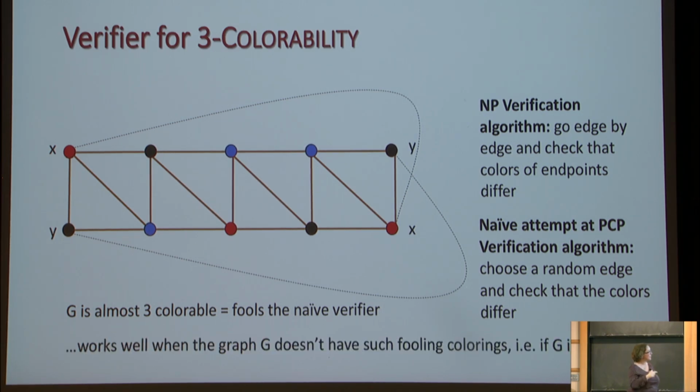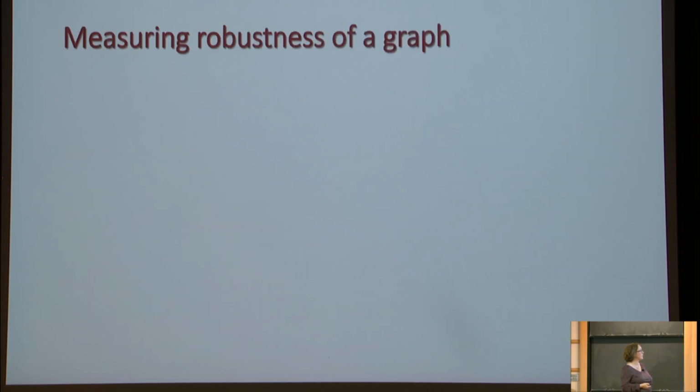Of course, it would be very nice if you only ran this naive algorithm on graphs that don't have these problematic colorings, don't have colorings that are almost valid. Okay, and this is going to lead us to this definition of what is a robust graph. So let's talk about robustness of a graph with respect to three-coloring.